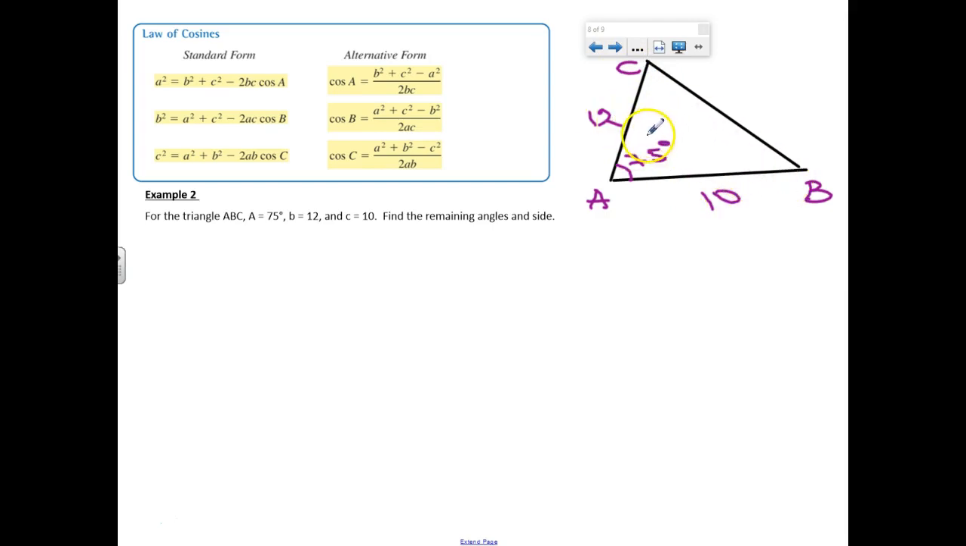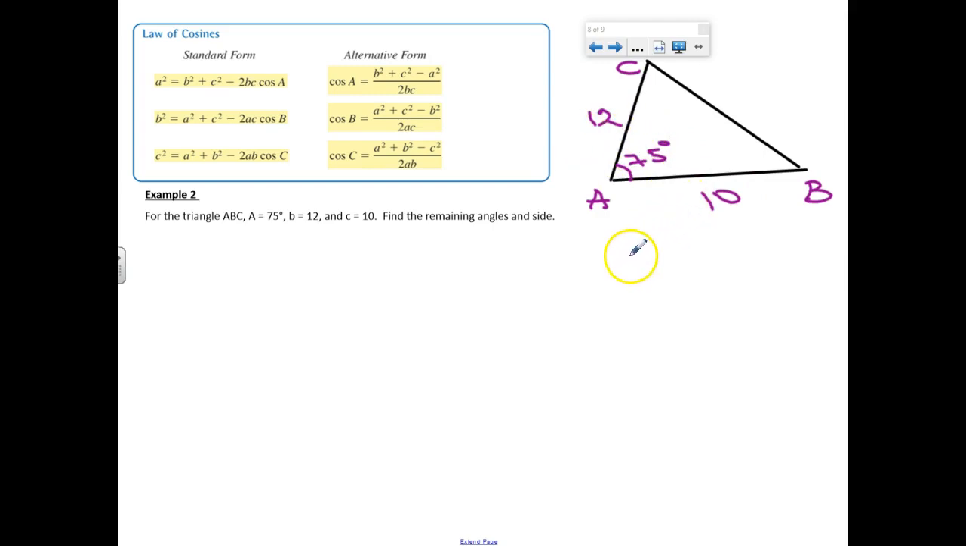Now, let's think, which case are we in? What is it that we are given? It looks like we're given side, angle, side. We don't necessarily have to look at that from left to right. You're just looking at them in order. So you can think of it as 10, 75 degrees, 12. This is still side, angle, side. You're given two sides and an angle that is located in between these two sides.